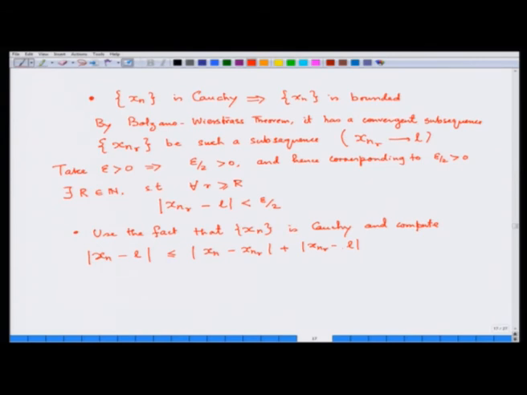Now this first term can be made strictly less than epsilon by 2 by the definition of Xn being Cauchy, and this second term can be made strictly less than epsilon by 2 because I already know that. But how you make the remaining term strictly less than epsilon by 2 needs some argument. You can basically show that this whole thing is less than epsilon. So your exercise, which will be a part of your assignment, is to fill up the argument.